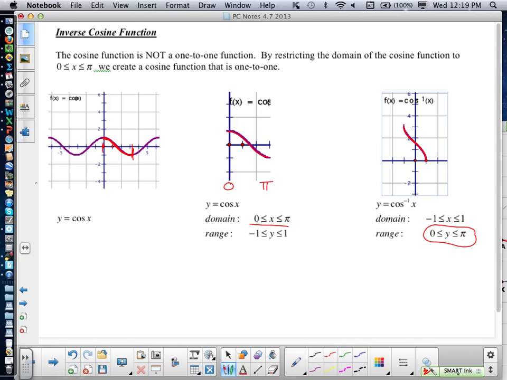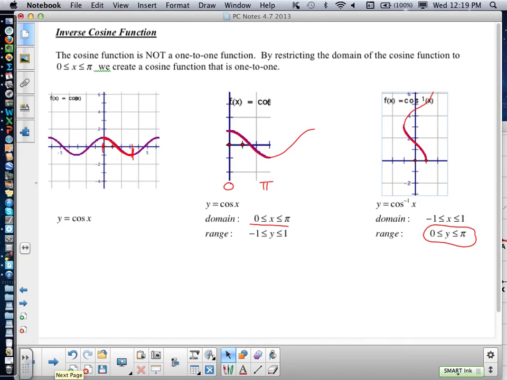Teddy? Why aren't you starting with 0 and going to pi? Okay, if we went all the way to 2 pi, then when we invert the graph, now we no longer have a function. All right. Okay? That's a good question.